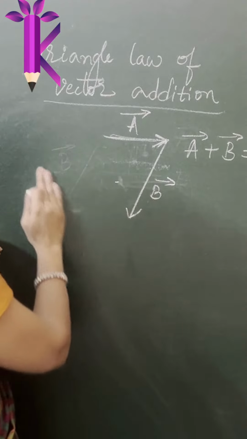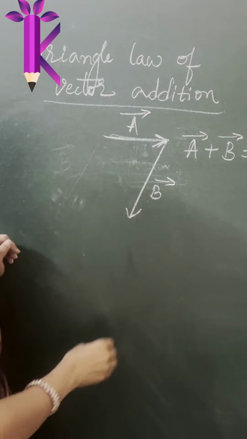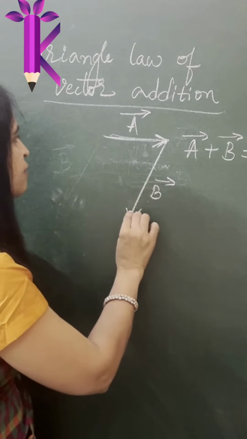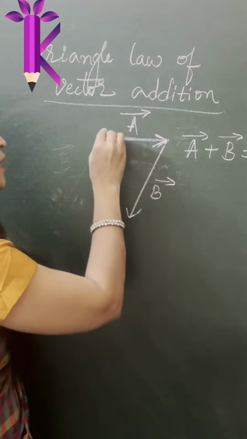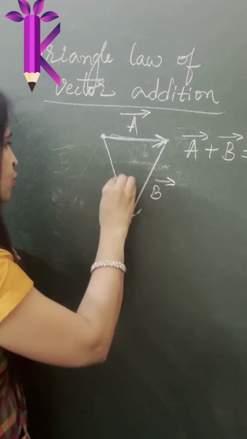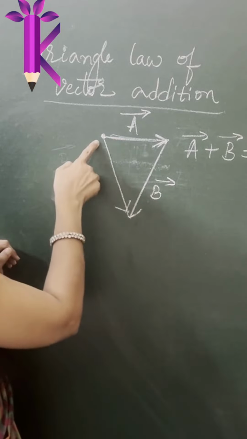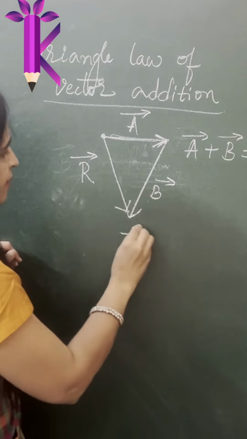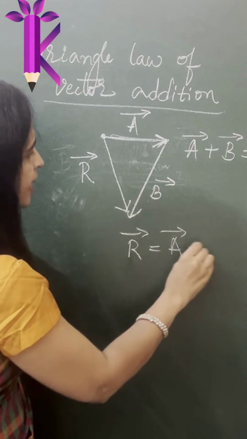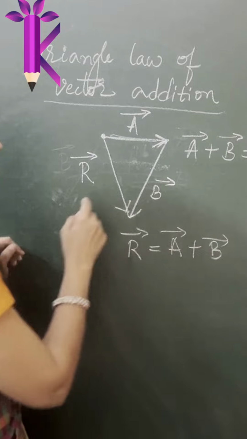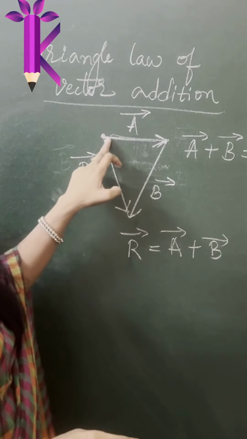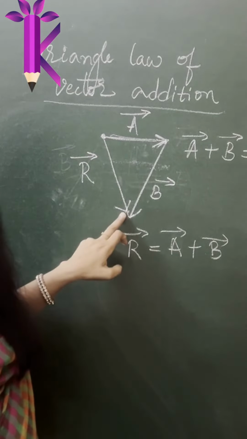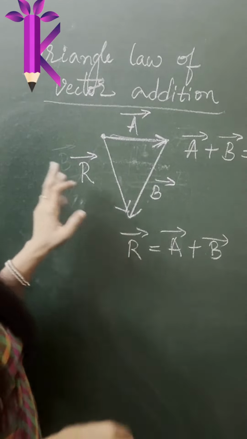Now after you slide it, what happens? How do you find the resultant? The resultant is given by a vector starting from the first vector to the second vector. So the resultant vector R is given by vector R is equal to vector A plus vector B. The resultant vector always starts from the tail of the first vector to the head of the second vector, right?